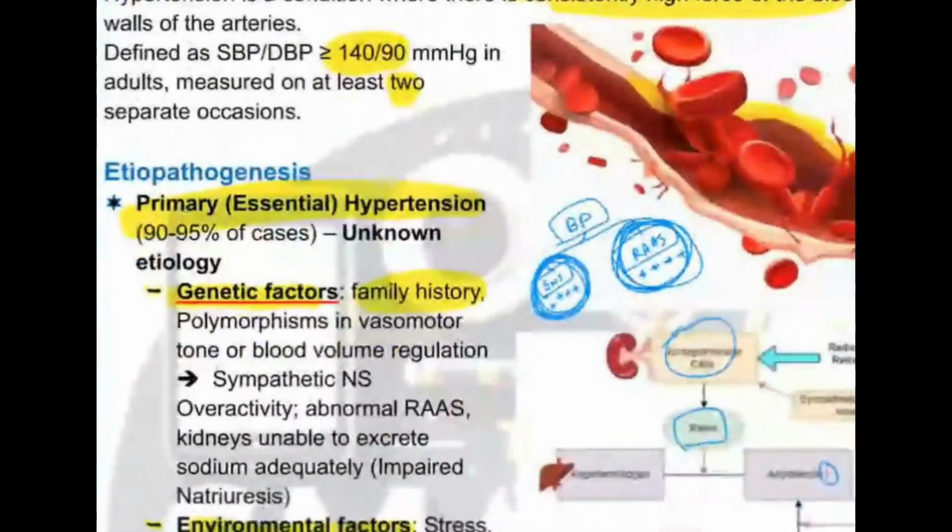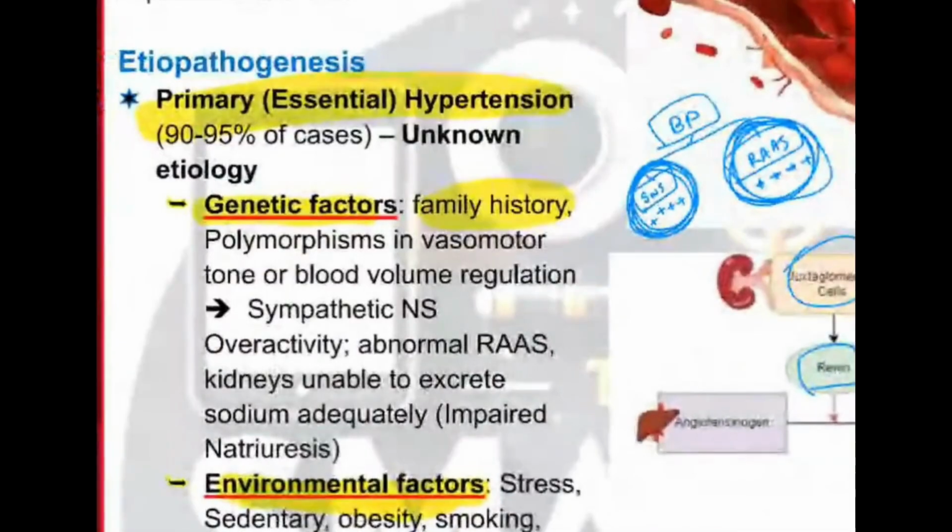So genetic factors: in such people, due to some family history, they will be having overactivity of the sympathetic nervous system. Abnormal RAS activation they will be having, and their kidneys will not excrete sodium, leading to what? High sodium in the body. High sodium in the body is a sucker for water. So more sodium, more water, more pressure. So these are the genetic factors.